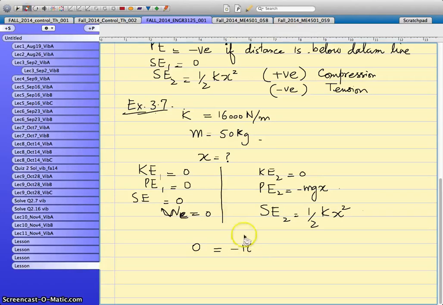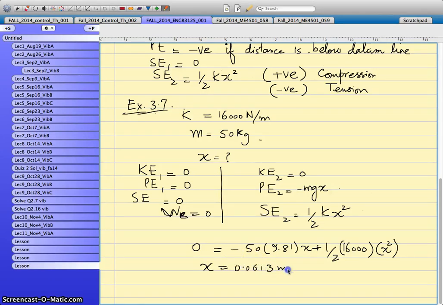So can you solve for this please? Minus 50 times 9.81 times x plus half times 16,000 times x squared. So what do you get for x? It should be 0.0613 meters.